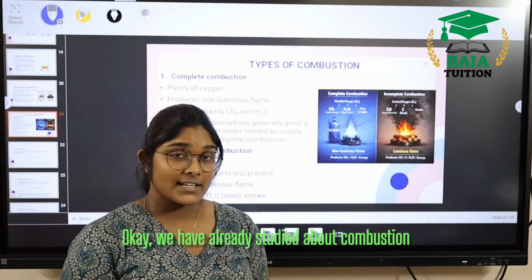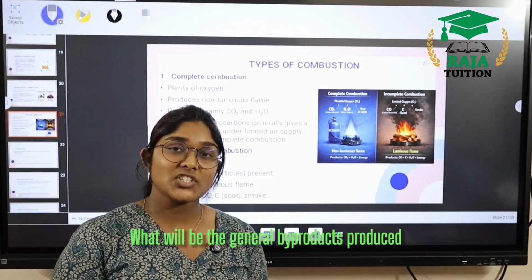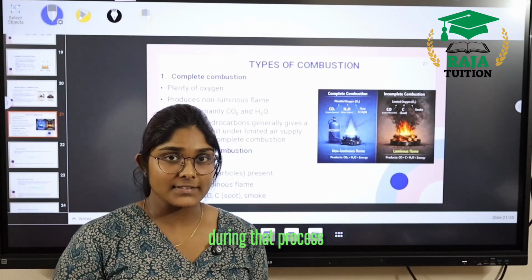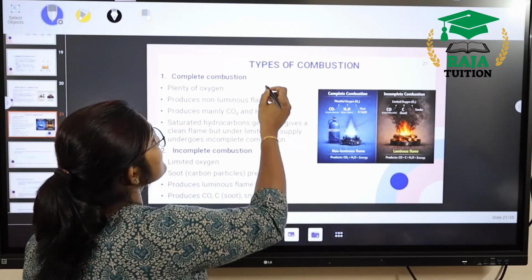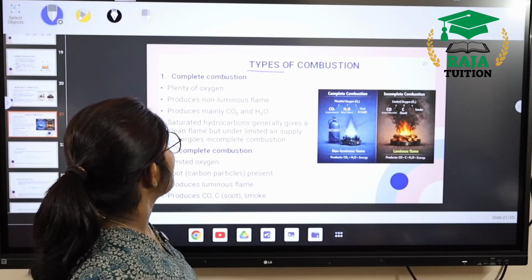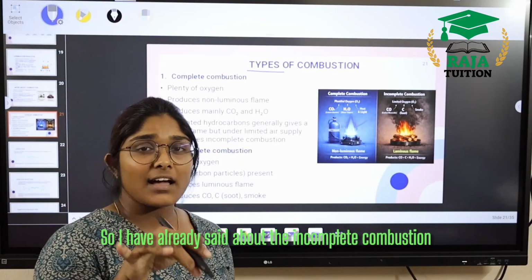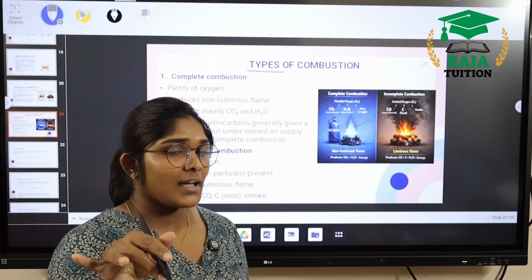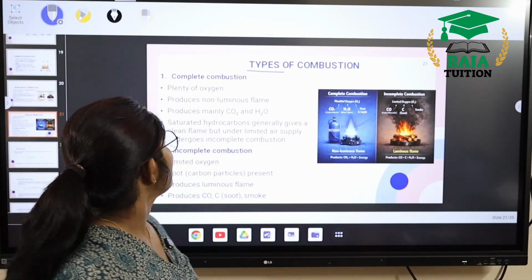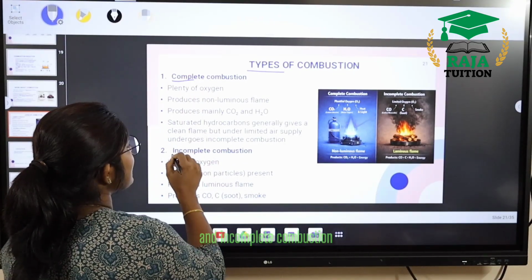We have already studied combustion. What will be the general byproducts produced during that process? Let's consider the types of combustion. I have already spoken about incomplete combustion, what will happen, and I have given a simple clue there. Here, let's consider complete and incomplete combustion.